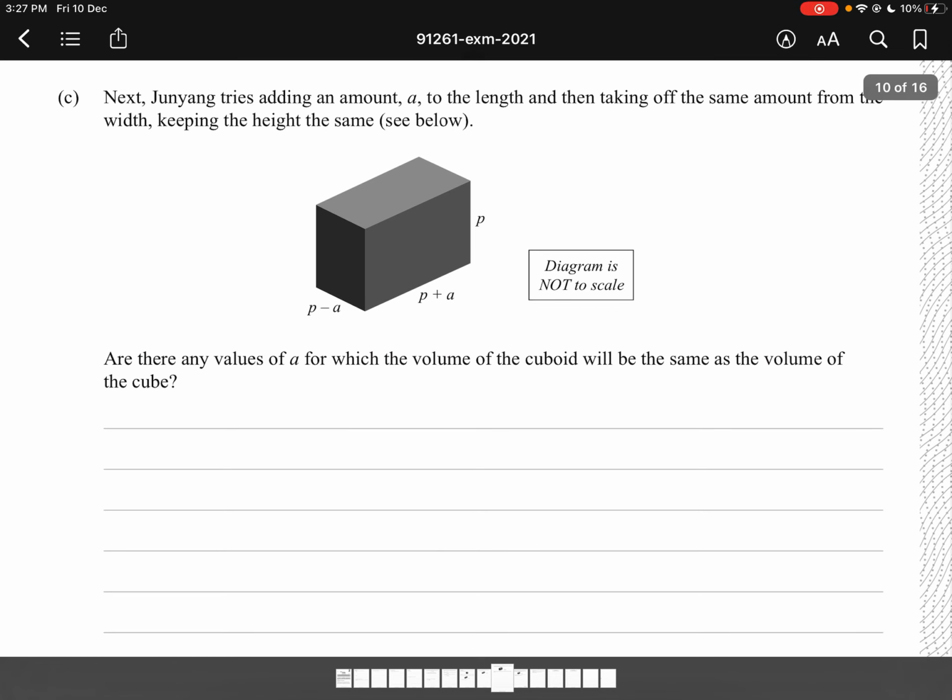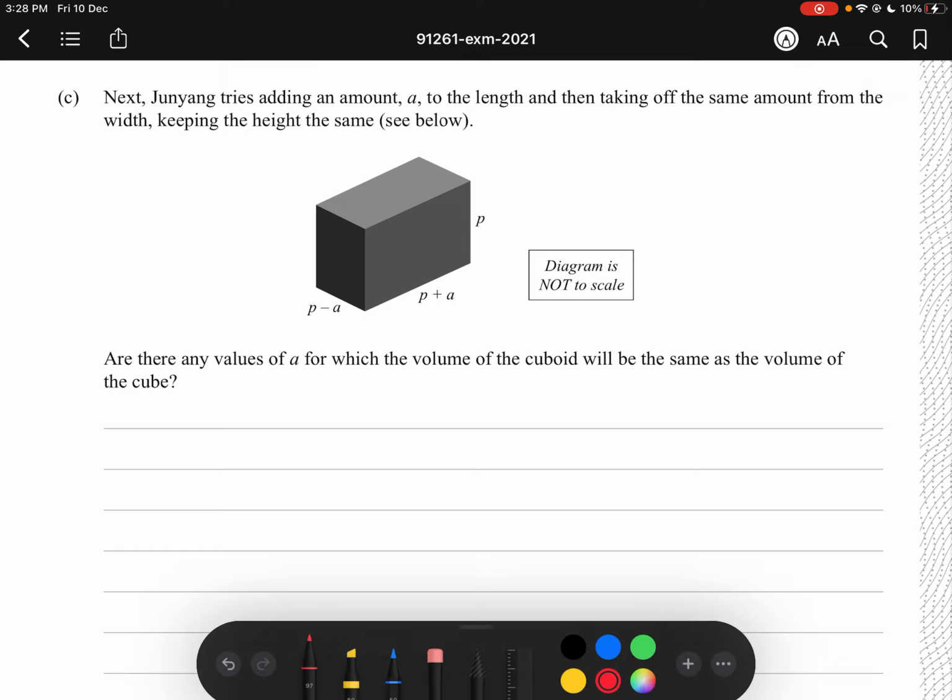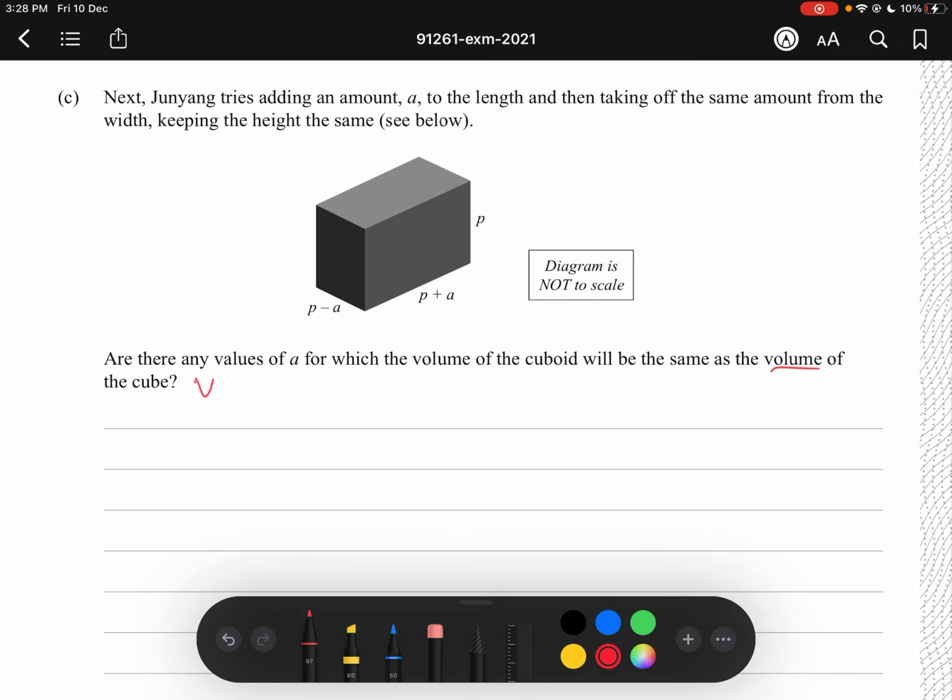Next, Jung Yang tries adding an amount a to the length and then taking off the same amount from the width, keeping the height the same. Are there any values for a in which the volume of the cuboid will be the same as the cube? So remember, the volume of the cube is p to the power 3. So we're trying to solve the expression p minus a times p plus a times p equals p to the power 3. That's simply the only thing we're trying to solve here.